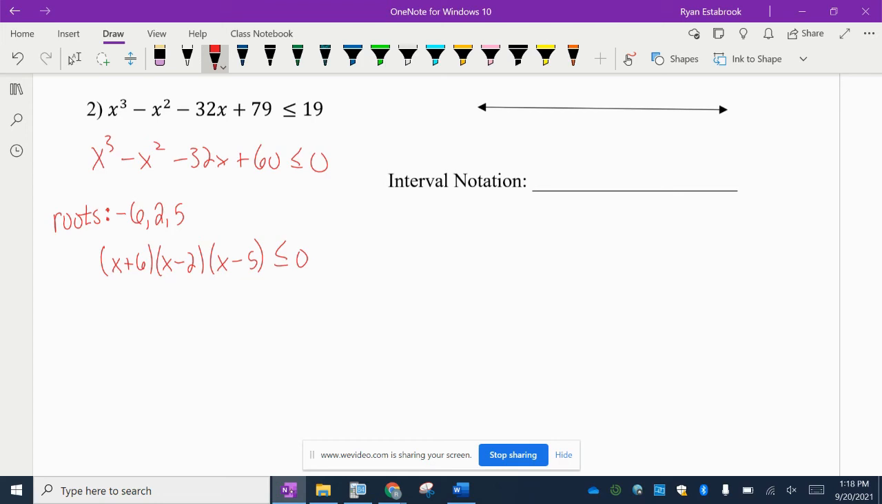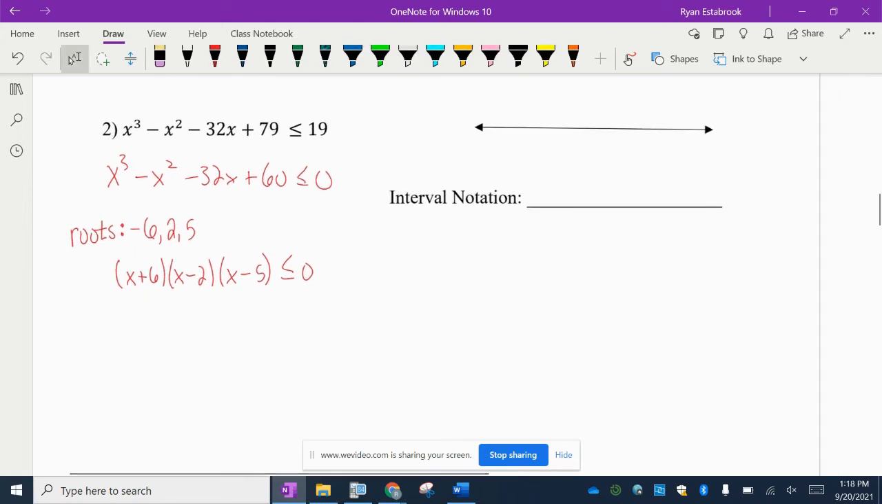It's in factored form. So what you need to do is get the number line ready to go. You have 5, 2, and -6, where there's 0. Because it's less than or equal to, this time they're going to be closed dots. And then you want to check the regions.